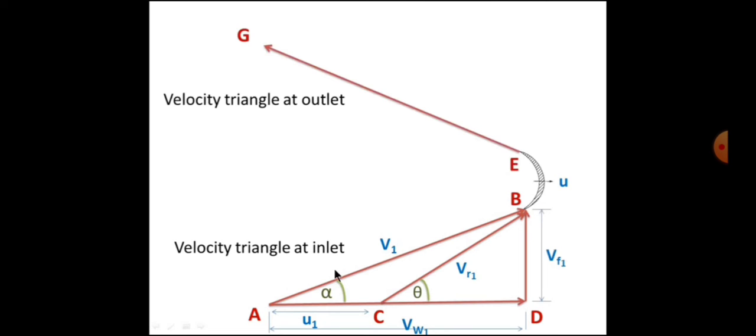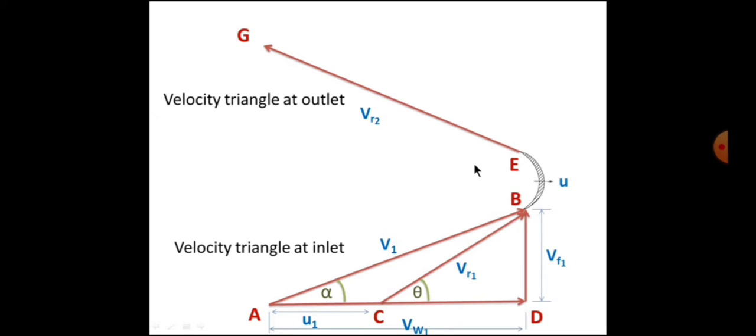Now the steam jet, after striking the blade with the velocity v1, glides over the blade starting from point E to G. The steam then glides over the blade without any shock and discharges at a relative velocity of vr2 at an angle phi. So here we can see that velocity vr1 is inclined at an angle theta and velocity vr2 is inclined at an angle phi. That is the tangent to the blade.